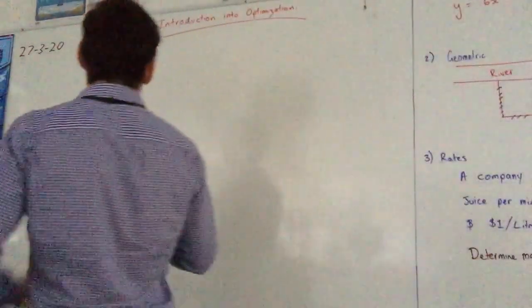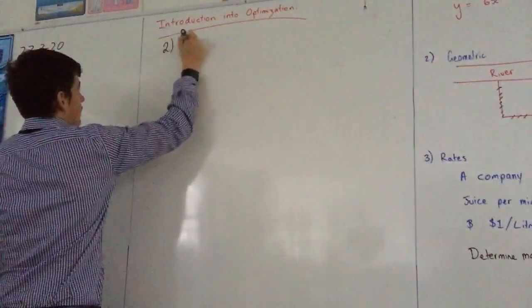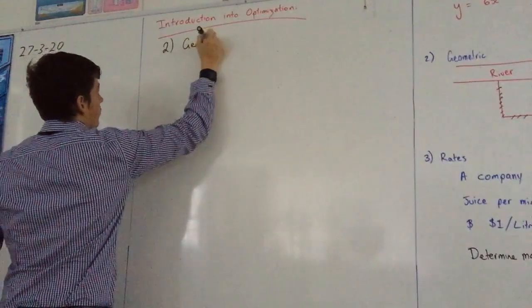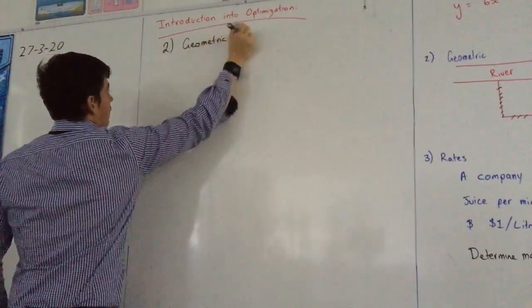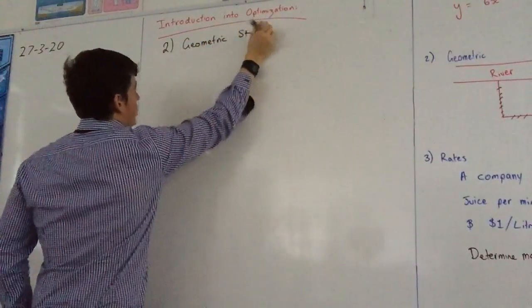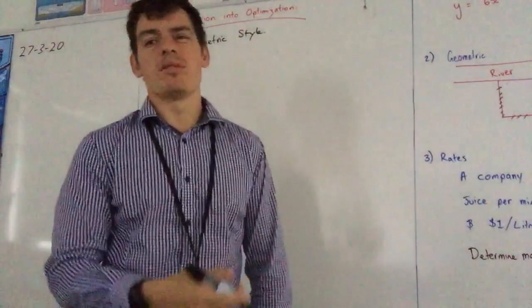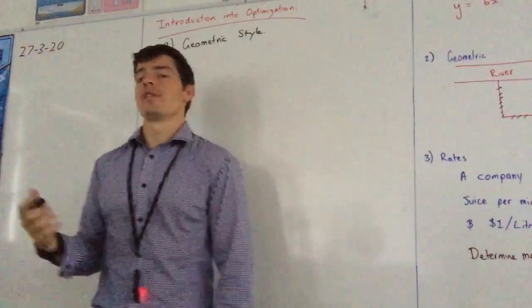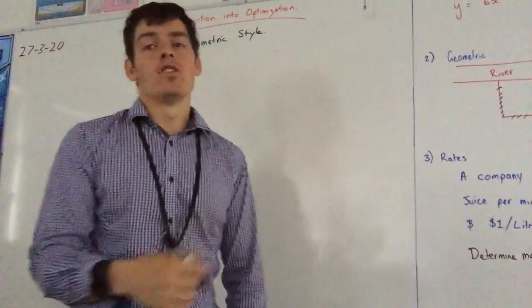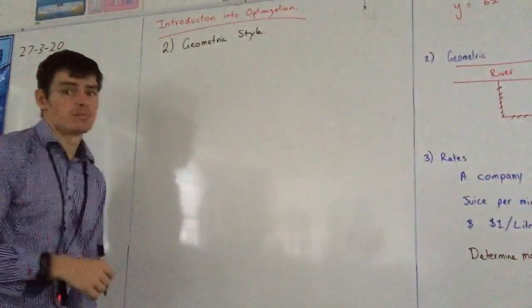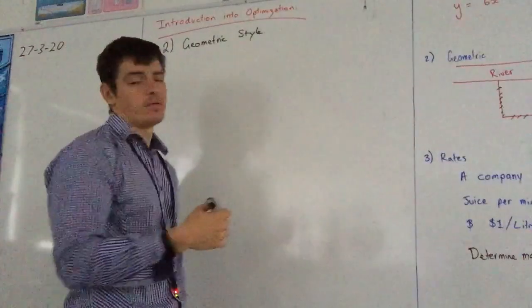Alrighty, so we're going to look at the second example now, which is our geometric style of optimization. Okay, and this is usually where you're given some form of a shape or a combination of shapes, and you'd be given a perimeter or an area or a volume, and you'd be asked to find the max or the min of that shape or a different concept.